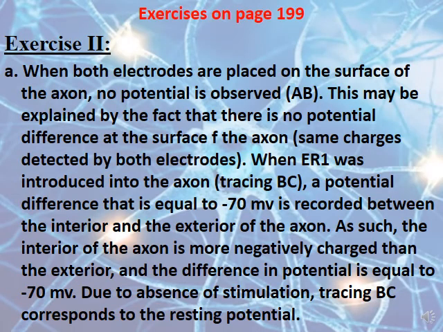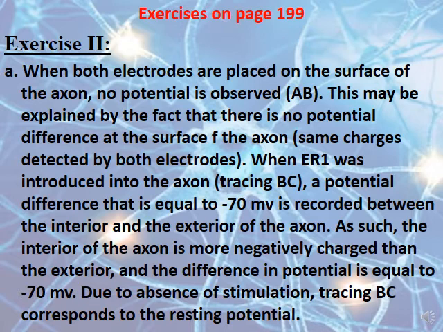So exercise 2 is talking about when both electrodes are placed on the surface of the axon, there is no potential at AB. This may be explained by the fact there is no potential difference at the surface of the axon. Same charges are detected by both electrodes. When ER1 was introduced into the axon, the phase BC, there is a potential difference equal to minus 70 millivolt recorded between the interior and the exterior of the axon.